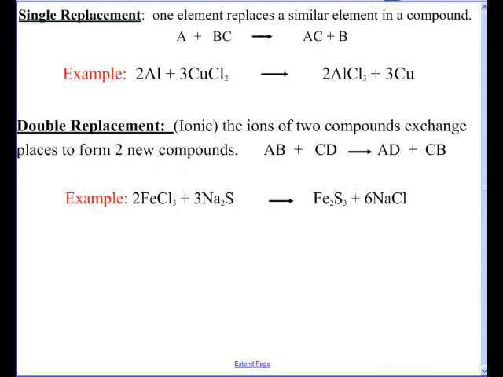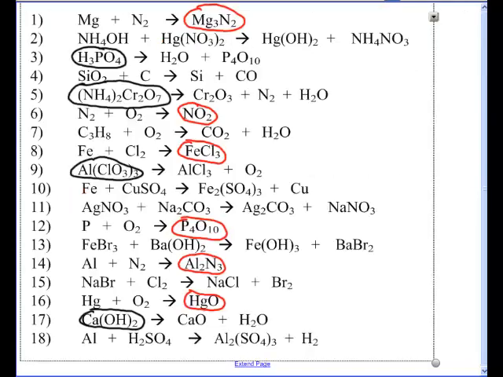Here's 2 more. This first one's called a single replacement. The reason it's called single replacement is that a single element is going to replace one of the elements over here. Typically, if it's a metal, it'll replace the metal. If it's a nonmetal, it'll replace the nonmetal. We identify them by looking for a reaction that has that single element. Single element, single replacement. So let's go back to our sheet and see if we can find some single replacement reactions.